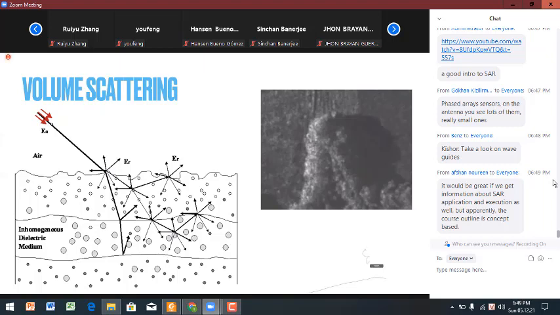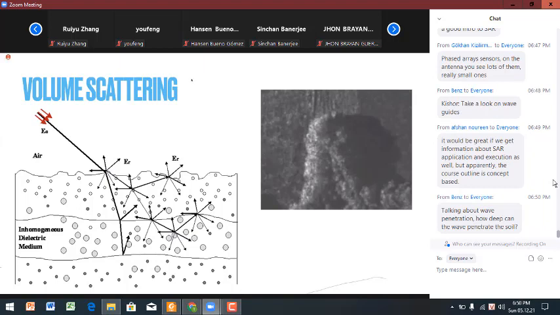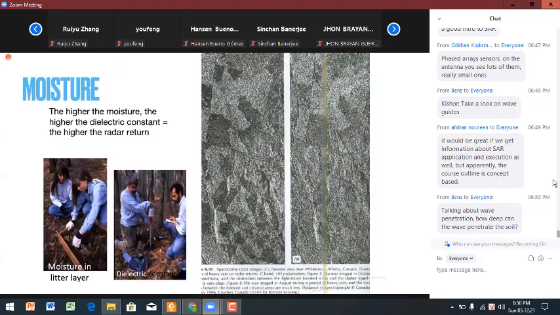You're going to actually get a signal. If you have long wavelengths, the signal is going to go through the whole forest and reach the ground. And also, you can go rather deep in ice. If you have an ice texture, you can go relatively deep in that. That is the volume scattering. Moisture plays a big role. I just mentioned that.